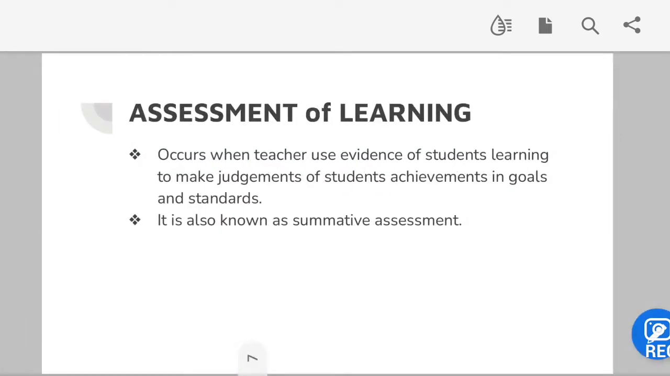Next one is assessment of learning. In assessment of learning, it is nothing but summative assessment. Whereas in the previous assessment for learning, it is formative assessment, a day-to-day activity or a test conducted daily. In the case of summative assessment, the assessment or exam will be conducted at the end of the class. So that is known as summative assessment.